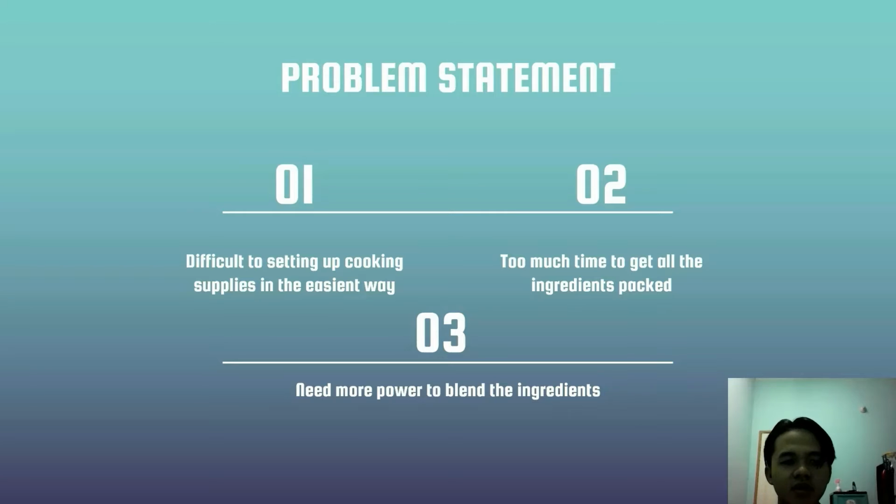So actually, the blender can provide more power to blend the ingredients. We can set up the power of the blender, either increase the power or decrease the power. So it can make it easier for us to blend the ingredients in the blender.